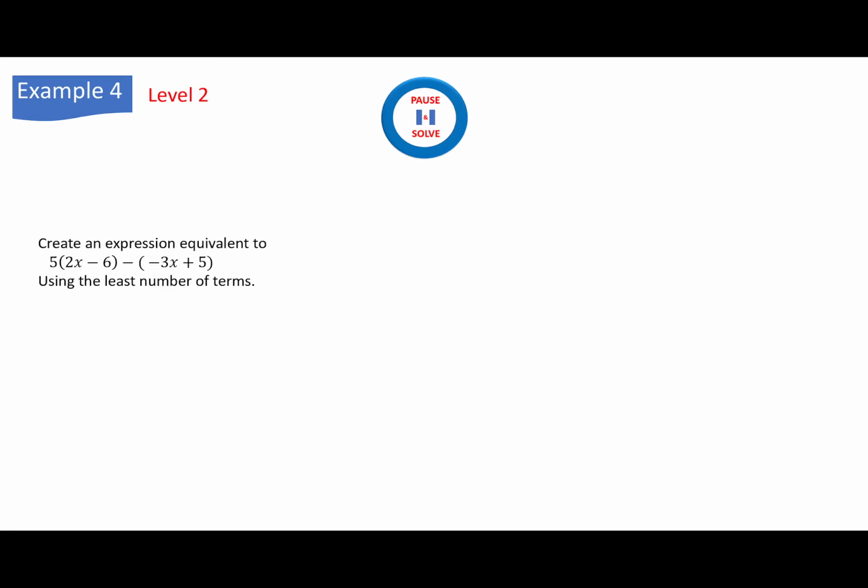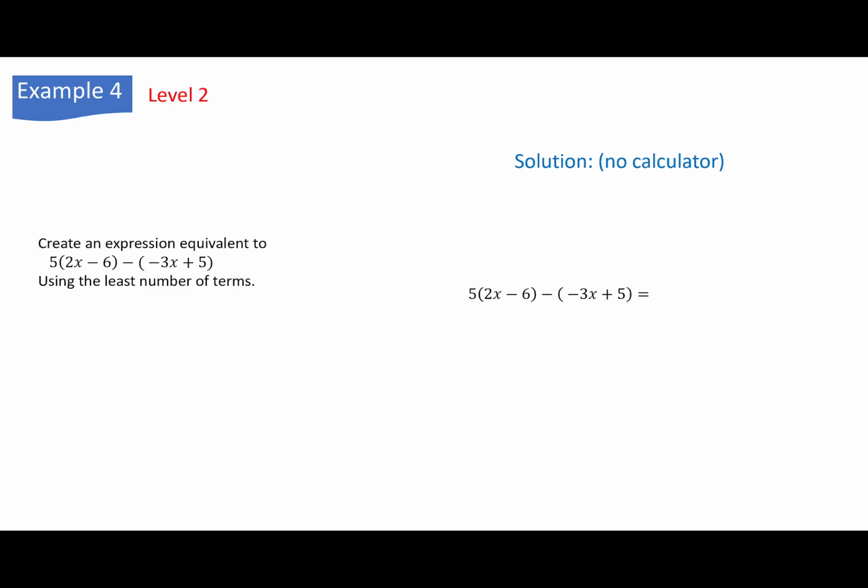Example 4. Create an expression equivalent to the same question, a similar question. Okay, again you do the distributive property. Now watch it here. When you have a negative here, all you have to do is change the signs of all these terms, okay? All these terms. Negative, we change this to a positive, we change this to a negative. This you can also consider as if you have a 1 here, okay? And you do the distributive property.